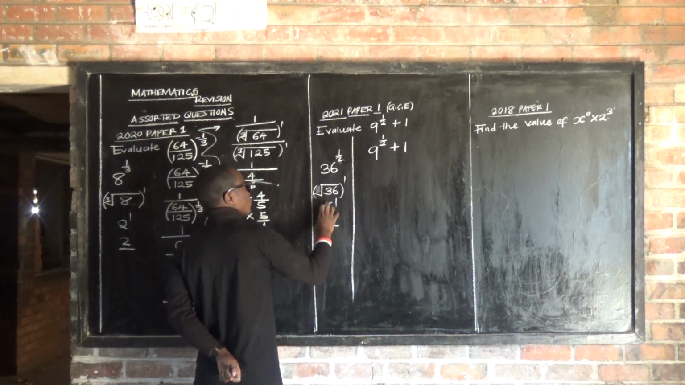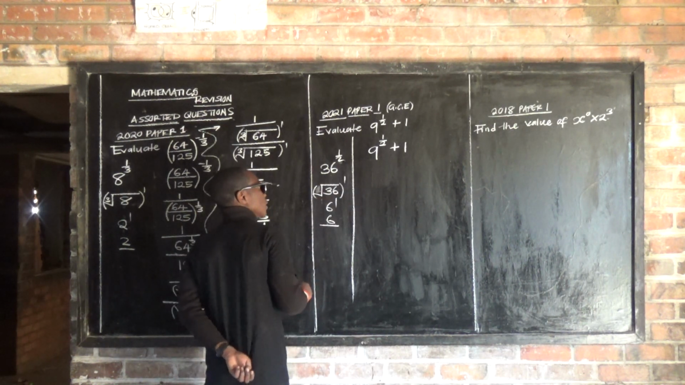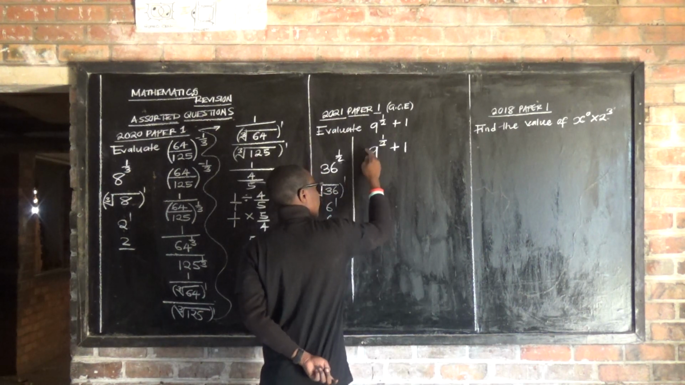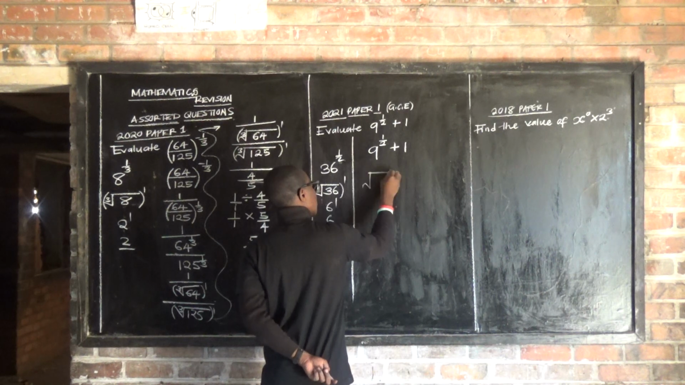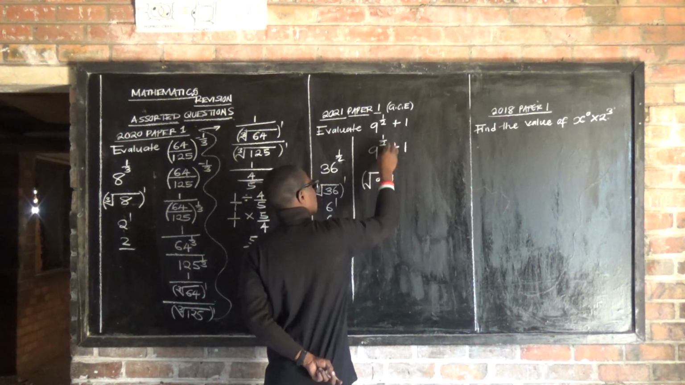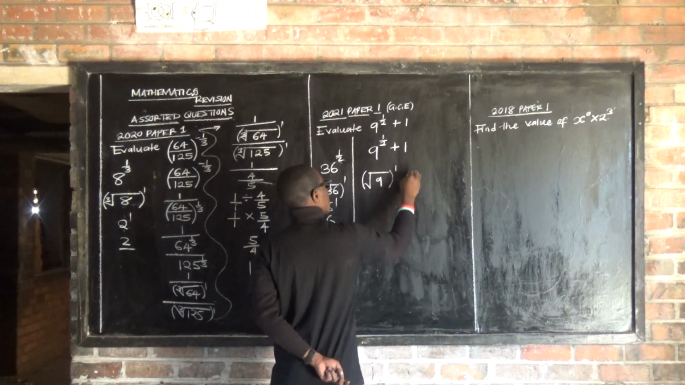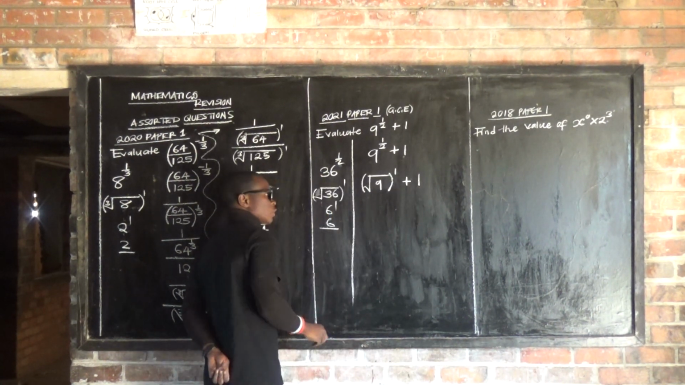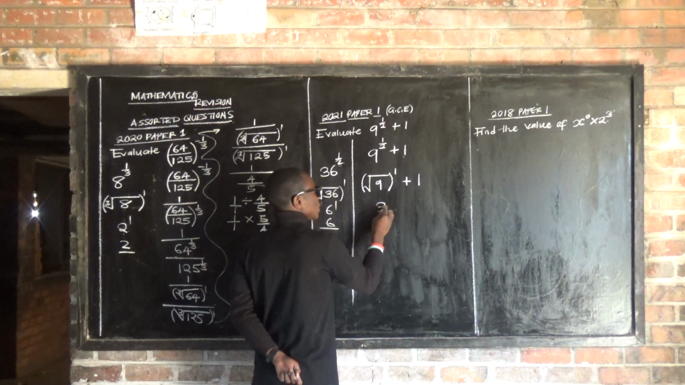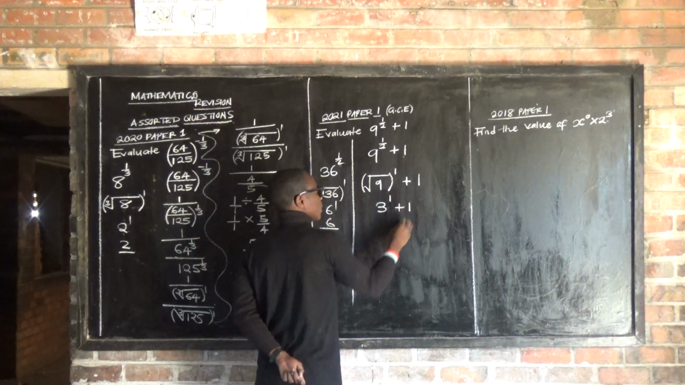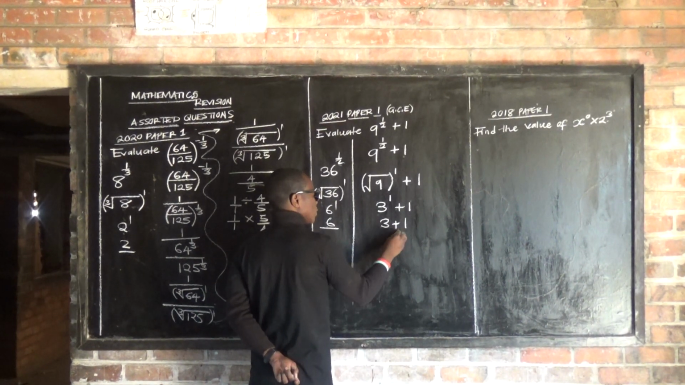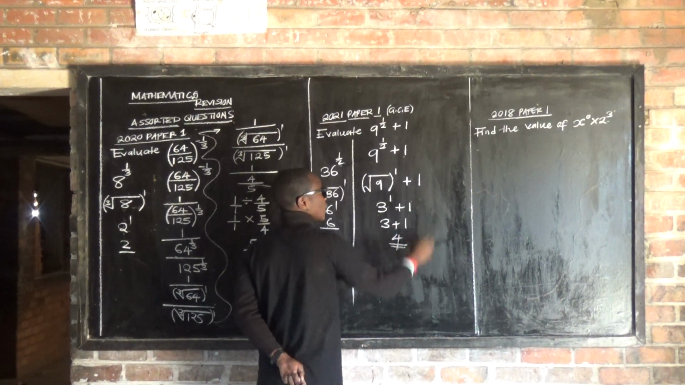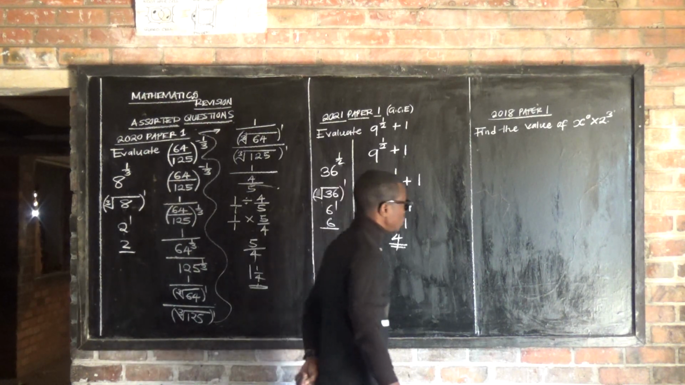Equally, you're going to apply the same concept on this question. Here, this one can also be written as the square root of 9, are we together? Then raise to the power 1, plus 1. So what is the square root of 9? 3. 3 raised to the power 1 is 3, plus 1. 3 plus 1 gets 4 as the answer.